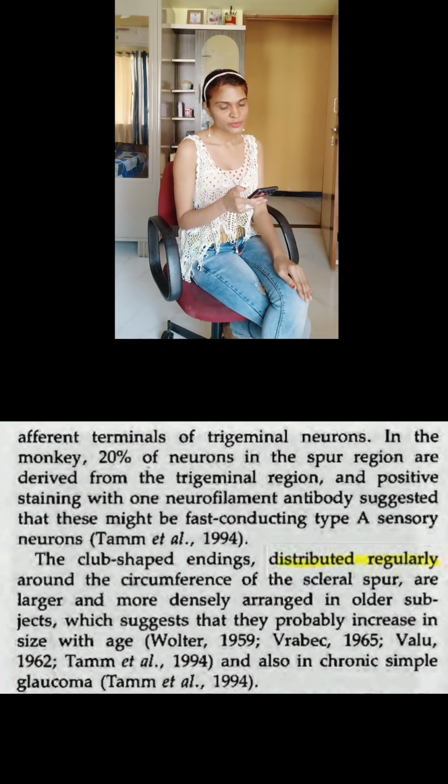In the monkey, 20% of neurons in the spur region are derived from the trigeminal region. And positive staining with one neurofilament antibody suggested that these might be fast-conducting type A sensory neurons. The club-shaped endings distributed regularly around the circumference of the scleral spur are larger and more densely arranged in older subjects, which suggests that they probably increase in size with age and also in chronic simple glaucoma.